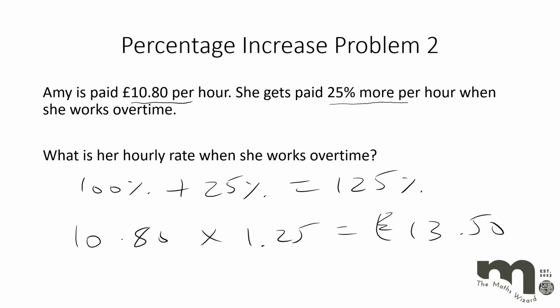Again, you can still do this question. You can do a quarter, because 25% is a quarter. You can do a quarter of £10.80 if you want to. So by dividing by 4, then you can add it on to your £10.80 if you do struggle to get your head around this multiplier idea.